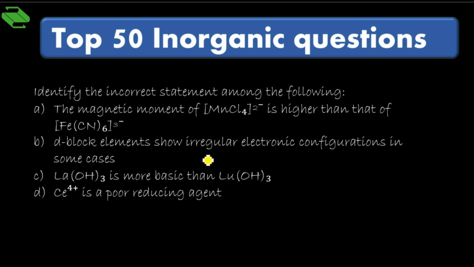Then identify an incorrect statement among the following. The magnetic moment of MnCl4 2- is higher than that of Fe(CN)6 3-. Here I have a 2+ oxidation state, and this is 3d5, and here I have a 3+ oxidation state, so which means 3d5, but CN, which is a strong ligand, causes pairing up. So MnCl4 will have more unpaired electrons, which means more magnetic moment. This is a correct statement.